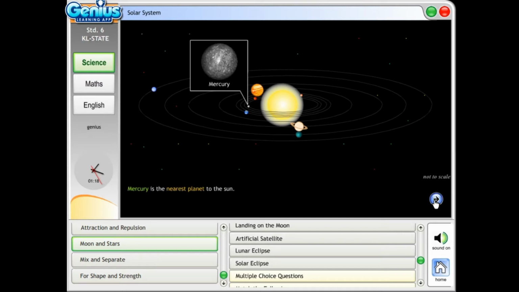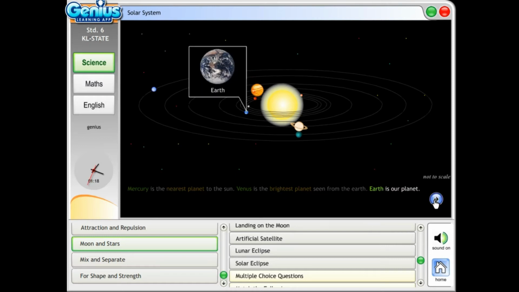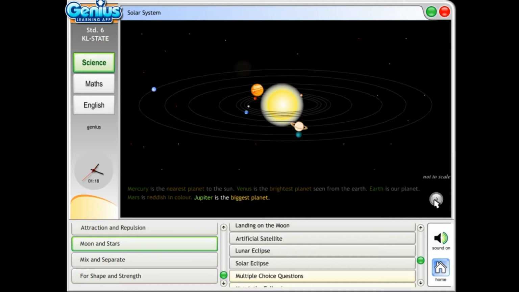Mercury is the nearest planet to the Sun. Venus is the brightest planet seen from the Earth. Earth is our planet. Mars is reddish in color. Jupiter is the biggest planet.